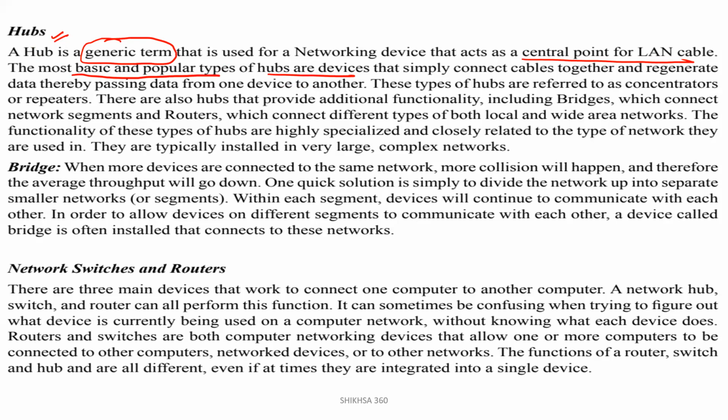These types of hubs are referred to as concentrators or repeaters. There are also hubs that provide additional functionality, including bridges, which connect network segments, and routers, which connect different types of both local and wide area networks.